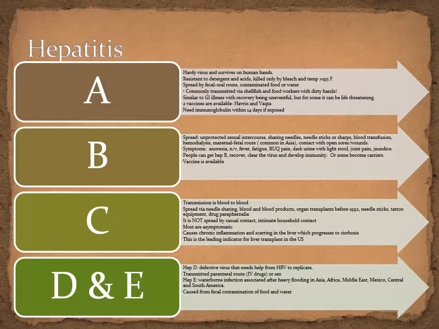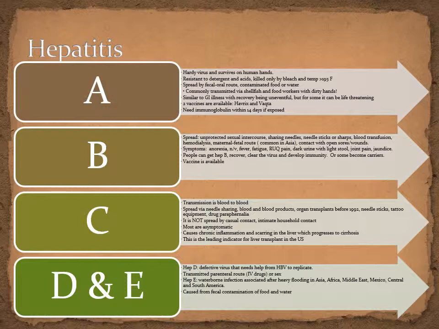So Hep A, it's a hardy virus and survives on human hands, spread by oral fecal route. Similar to GI illness, with recovery being uneventful, but to some it can be life-threatening. 2 vaccines are available.